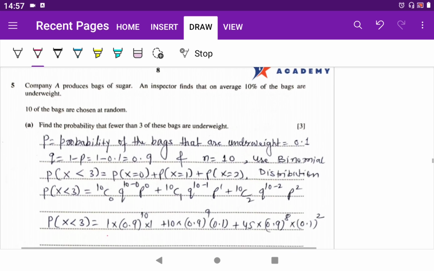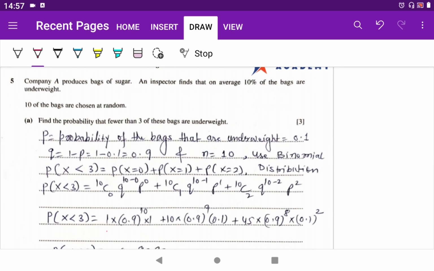Okay, now question number 5. A company produces bags of sugar. An inspector finds that on average 10% of bags are underweight. Ten bags are chosen at random. Find the probability that fewer than 3 of these bags are underweight. So P is the probability of bags that are underweight. 10% means in 10 bags, 1 bag is underweight.